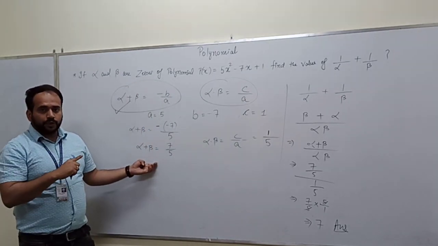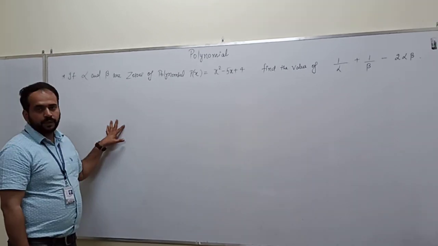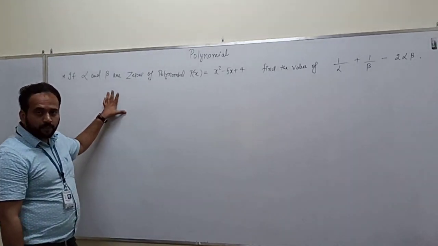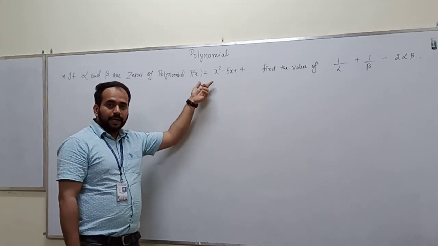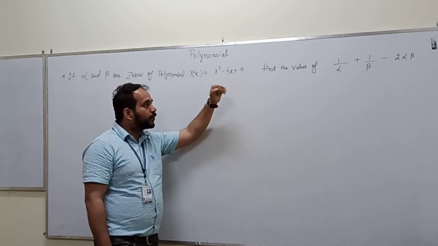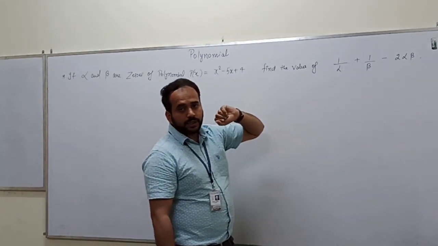We can do one more question based on this topic. Let's have a look at this question. Okay students, we are having one more question over here, which says that if alpha and beta are the zeros of the polynomial x square minus 5x plus 4, then find the value of 1 by alpha plus 1 by beta minus 2 alpha beta.